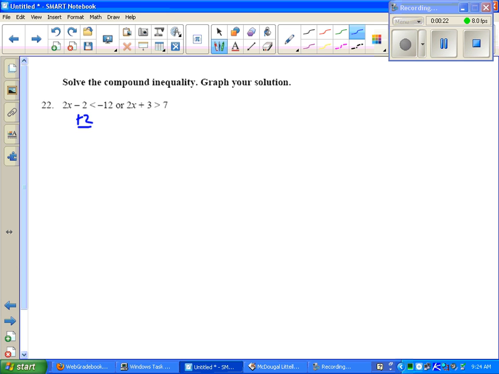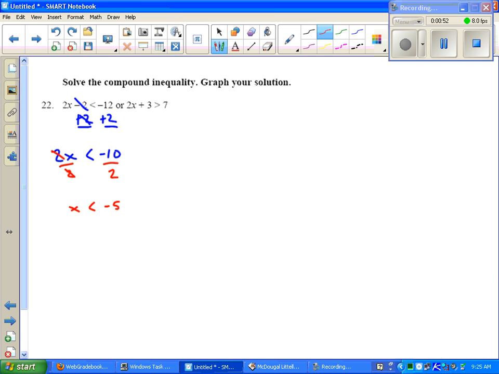If you add it to the left, add it to the right. You're left with 2x. Negative 2 plus 2 will cancel out. Negative 12 plus 2 will give you a negative 10. And all you did was add 2, so it'll stay as less than. Get rid of 2 times x by dividing by 2. If you do it on the left, divide by 2 on the right. This will cancel and leave you with just x. Negative 10 divided by 2 is negative 5. You only divided by a positive number, so less than will stay as less than.